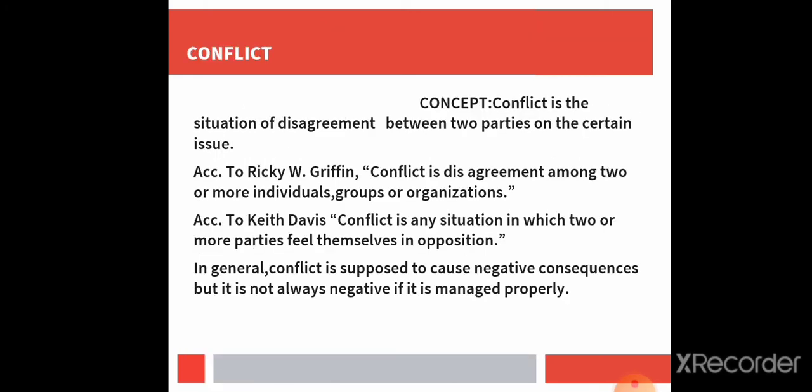Now, under leadership only, I'm going to give you the concept of conflict. What is conflict? Conflict is a situation of disagreement between two parties on a certain issue. According to Ricky W. Griffin, conflict is disagreement among two or more individuals, groups or organizations. According to Keith Davis, conflict is any situation in which two or more parties feel themselves in opposition. In general, conflict is supposed to cause negative consequences, but it is not always negative if it is managed properly.